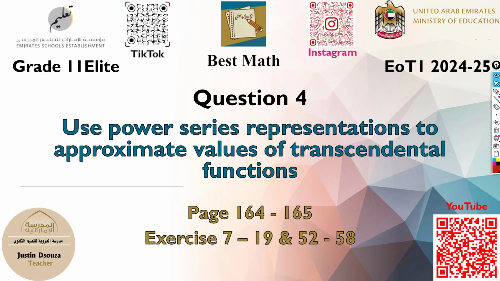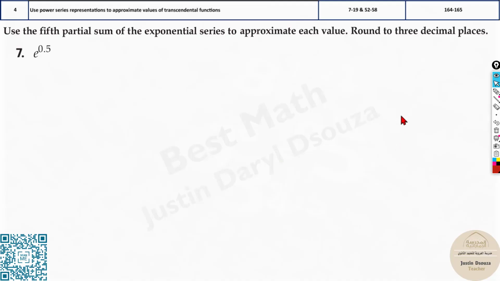The question 4 is to use power series to approximate values of transcendental functions. Transcendental functions means some functions which are difficult to solve. Say, for example, one of the basic examples of a transcendental function is sine x equals x. You can't directly jump and tell the answer; we need to do some trial and error. In a calculator, it's possible, yes, but these are not simply solvable by addition or multiplication, so they are called transcendental functions. Even e to the power x and something like this, these are all transcendental functions.